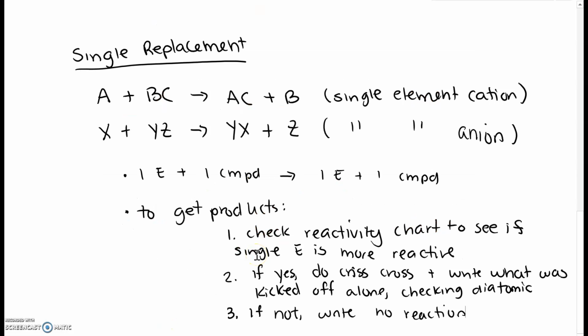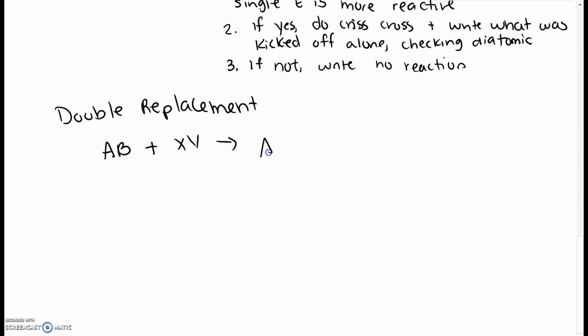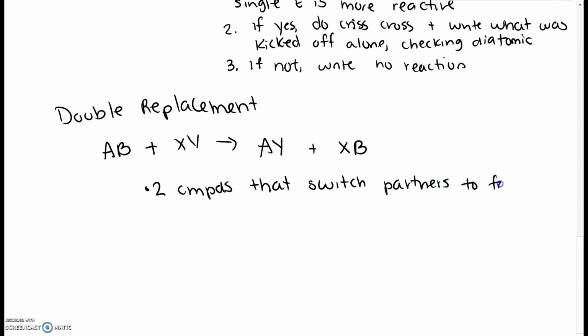Our next type of reaction that we're going to see is double replacement. Okay, double replacement takes the form of AB plus XY yields AY, notice how the cation stays written first, plus XB. Okay, where you have 2 compounds that switch partners to form 2 compounds.